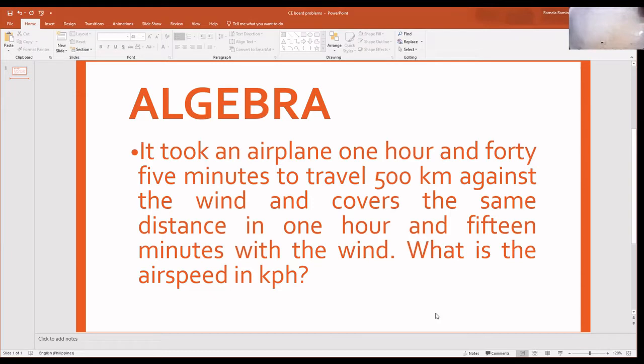So this again, according to the problem, it took an airplane 1 hour and 45 minutes to travel 500 kilometers against the wind. And it also covers the same distance within 1 hour and 15 minutes together with the wind. So the question here is, what is the air speed in kph or kilometers per hour?